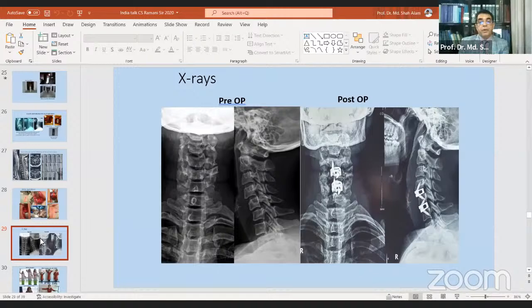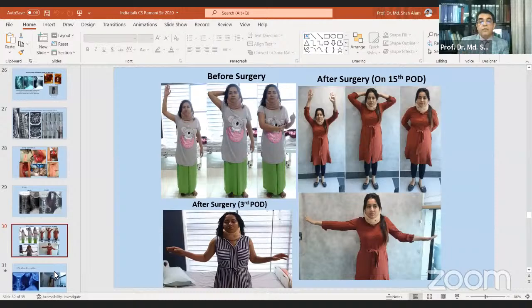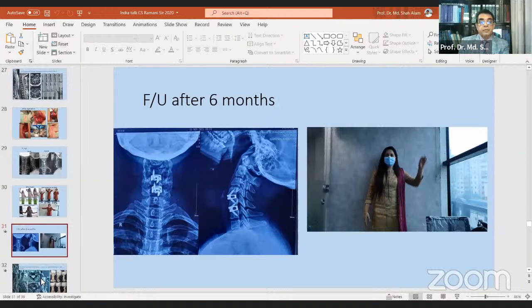Subsequently, this patient had a good fusion along with good neurological function, and the patient can move all her limbs and also has a reasonable range of cervical spine movement. So this is after 6 months.